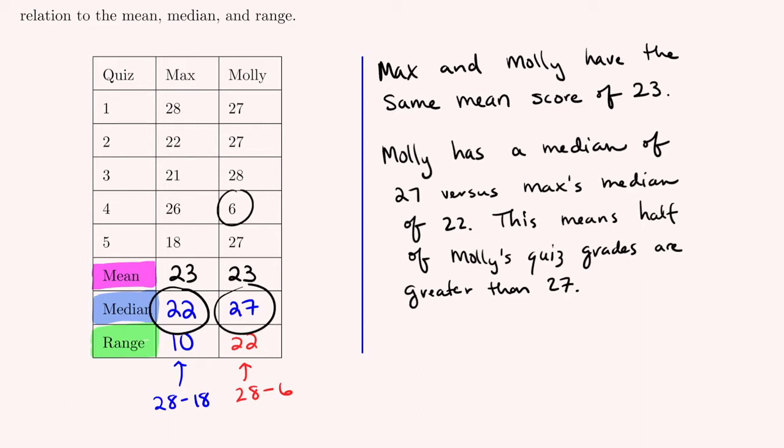Okay. And we can see that based on the range. Molly has a much larger range of values, even though 4 out of 5 of the values are tightly close together. So our conclusion could be that in general, Molly is more consistent, with the exception of one quiz score, which greatly affected her range result of 22.